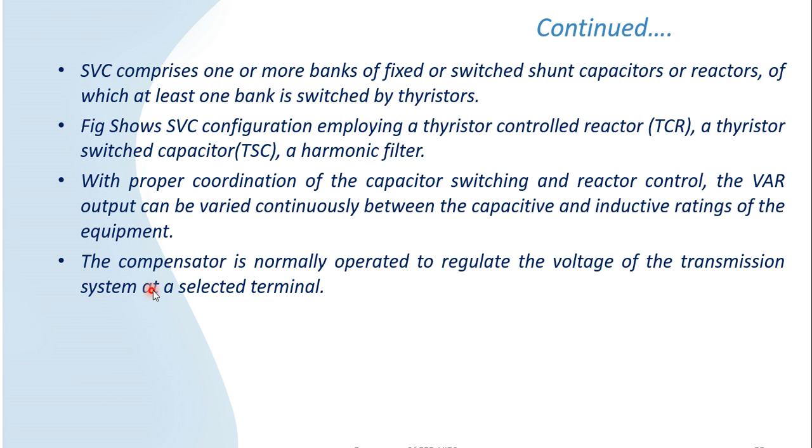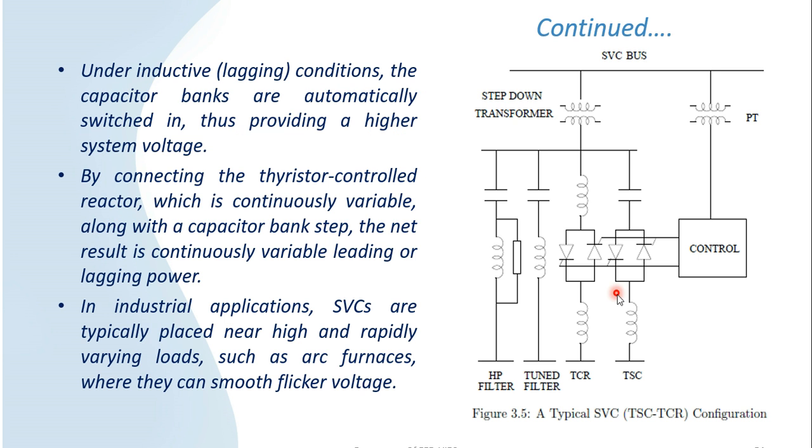The compensator is normally operated to regulate the voltage of the transmission system at a selected terminal. So mainly its control function is to always maintain the voltage constant at the point of connection. This controller will always check whether it is constant or not. According to that, control signals are provided to the thyristors and the reactive elements can be varied.